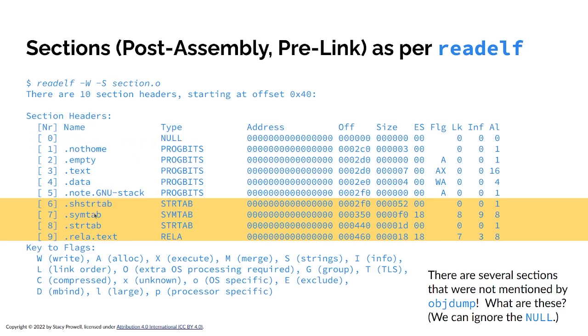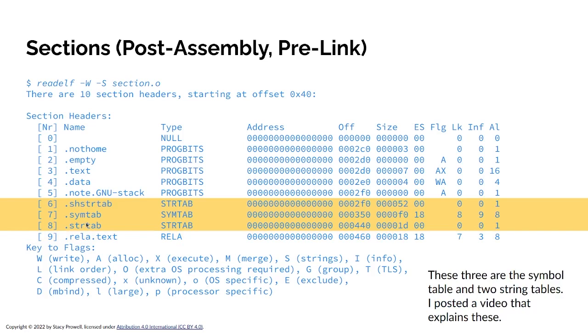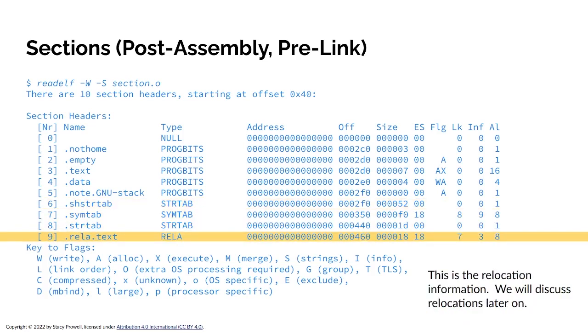But it also shows us these 4. Now, objdump didn't show us these 4. It just chose not to. And these are the shared string table, the symbol table, the string table, and the relocation stuff. Now, these three tables are covered in the video. I'll explain what's going on in those. This has to do with relocations. We will spend a lot of time discussing those later on.